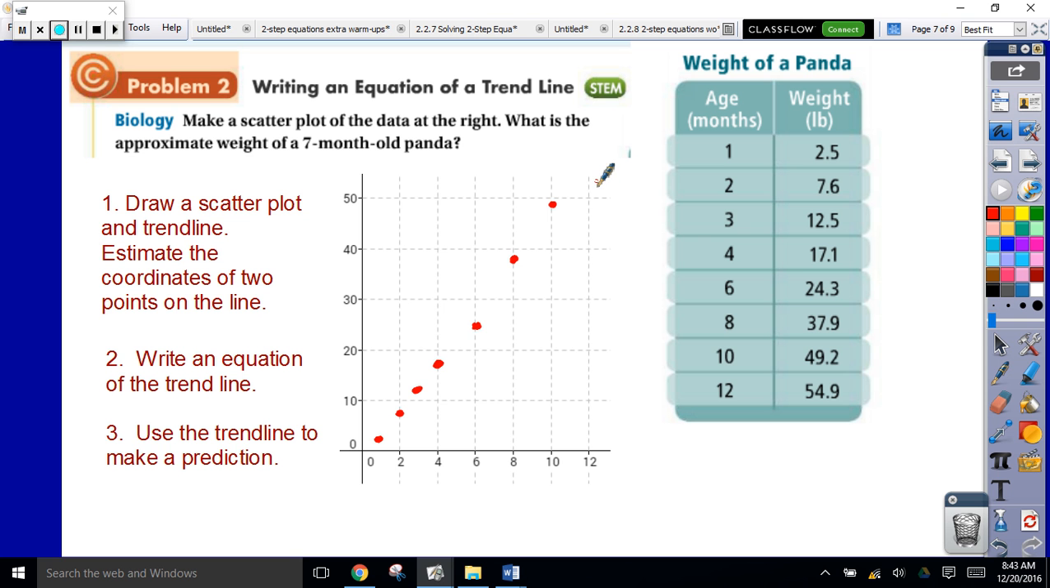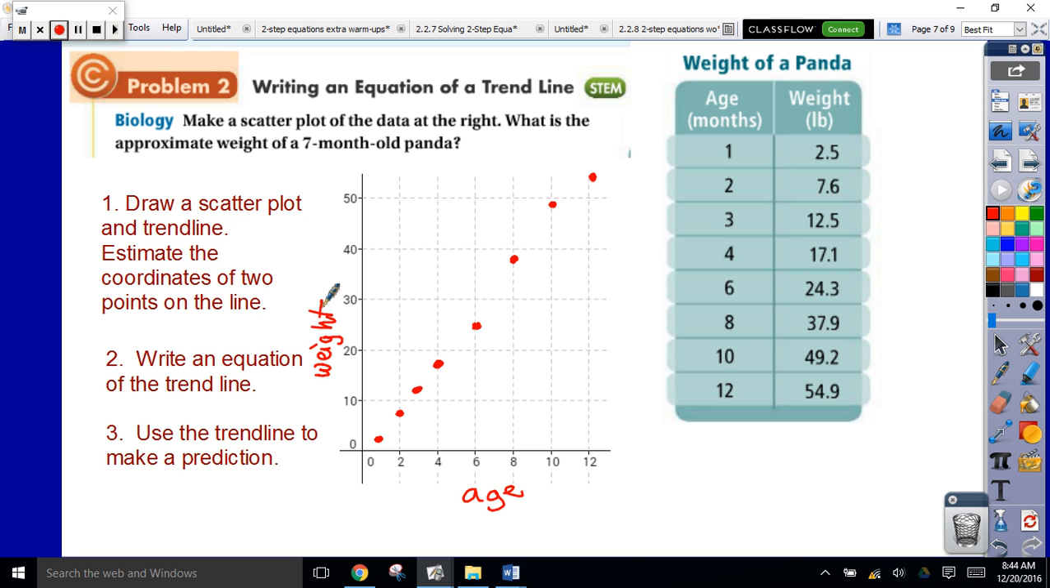Probably be about there. So this scatter plot looks very linear. Probably should have specified that this was age and this was weight.